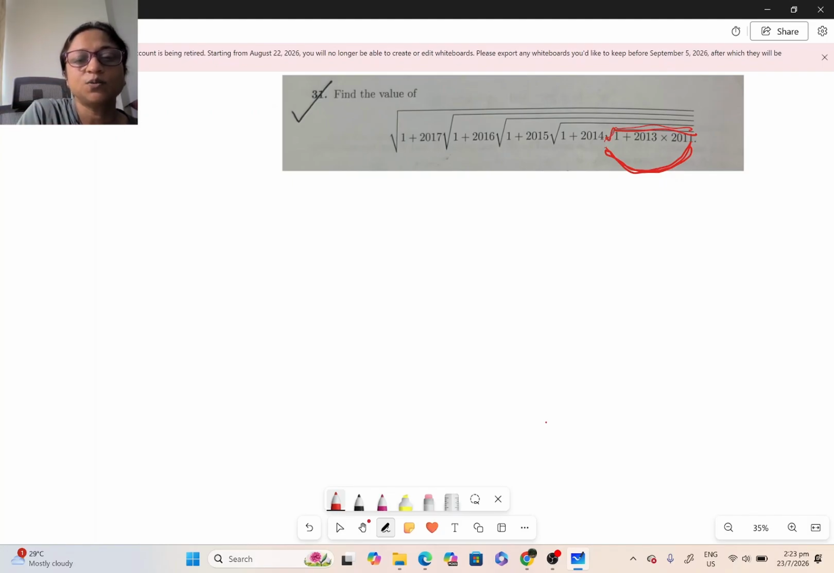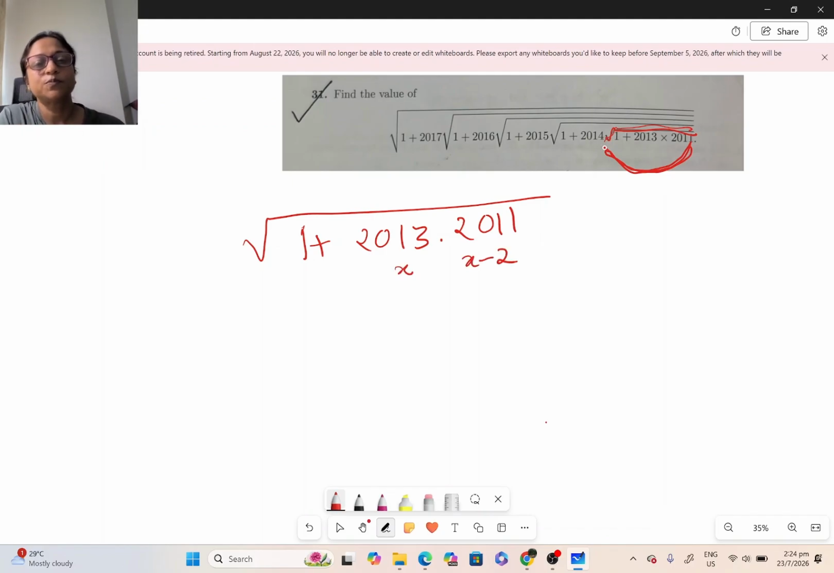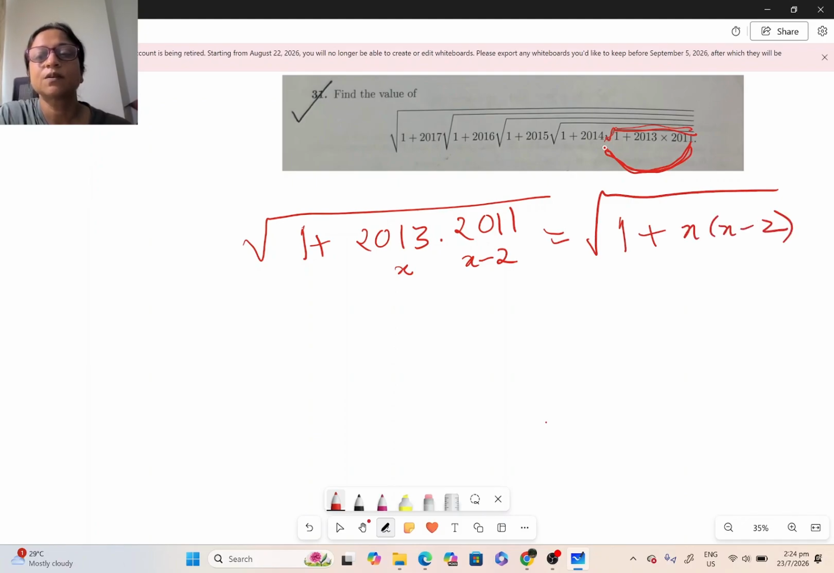So let me just start with that innermost one. It says 1 plus 2013 times 2011. Now, this is already 1 square. Let's look at a relationship between these two. If this is x, this will be x minus 2, right? So let's write it in terms of x and x minus 2. So this is 1 plus x into x minus 2, right?